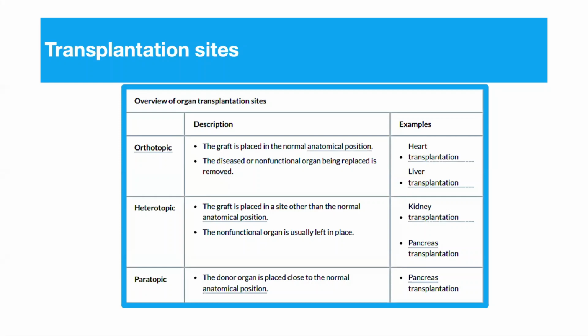Okay. There is what is called heterotopic, where the graft is placed in a site other than the normal anatomical position. Sometimes the non-functional organ is either removed or left in place. The common one is kidney transplantation that most of you have seen or encountered patients with, and very uncommon in this part of the world, but common in the Western world, is pancreas transplantation. And there is what is called paratopic, that is placed in close proximity to the normal position. So again, sometimes pancreatic transplantation is done in this way. Okay.